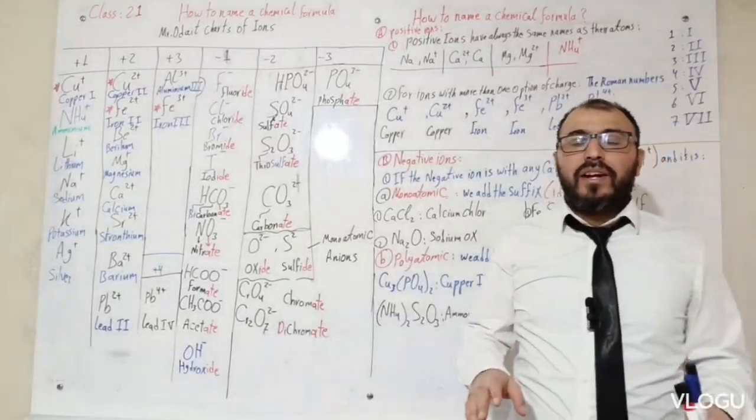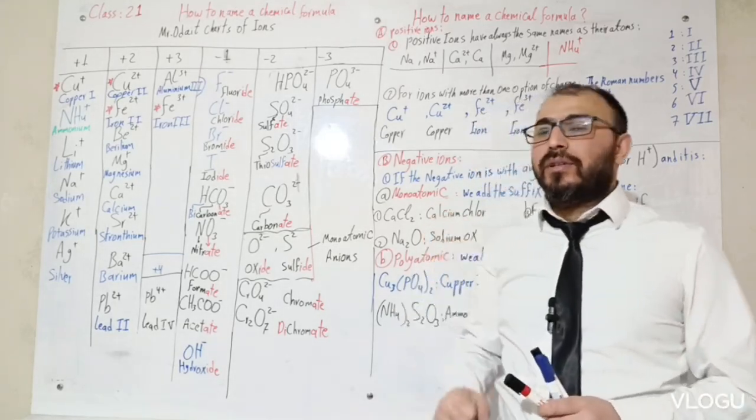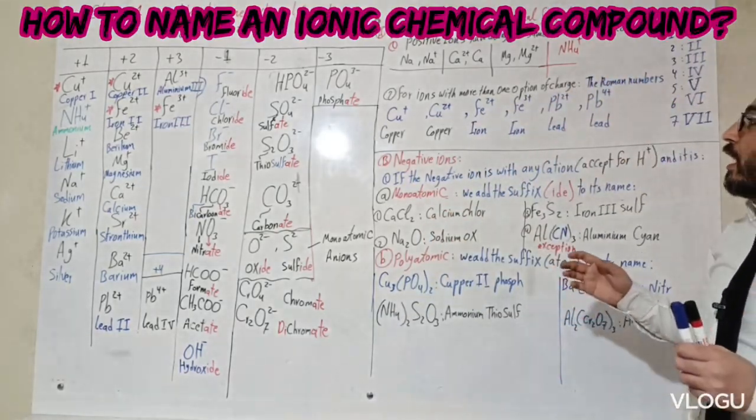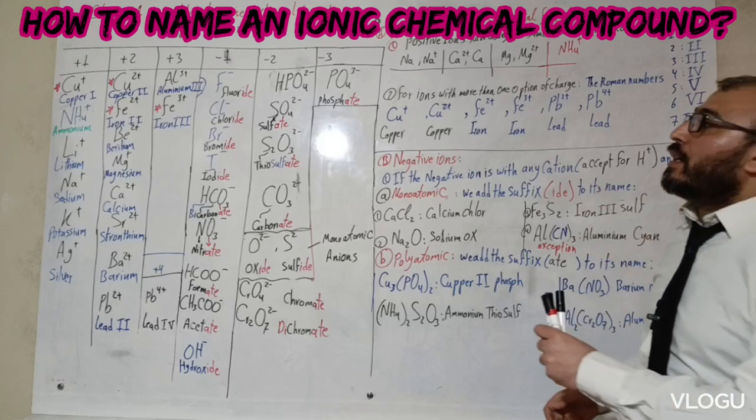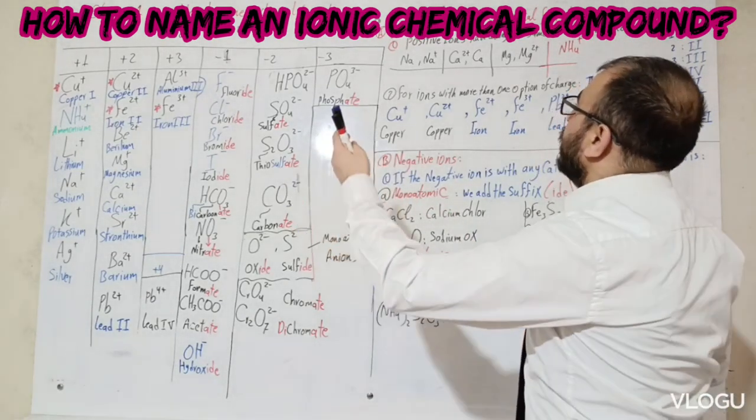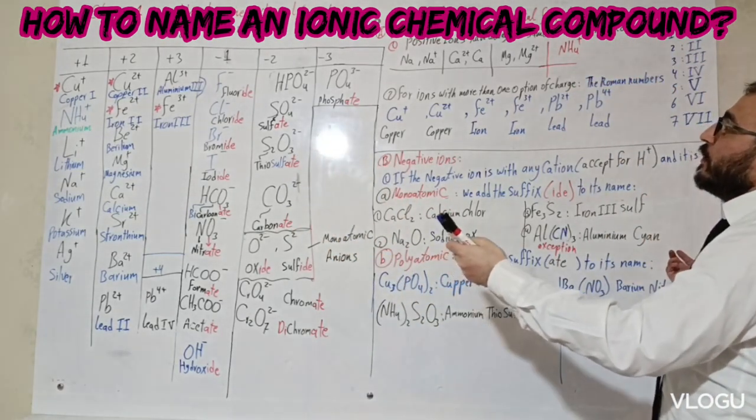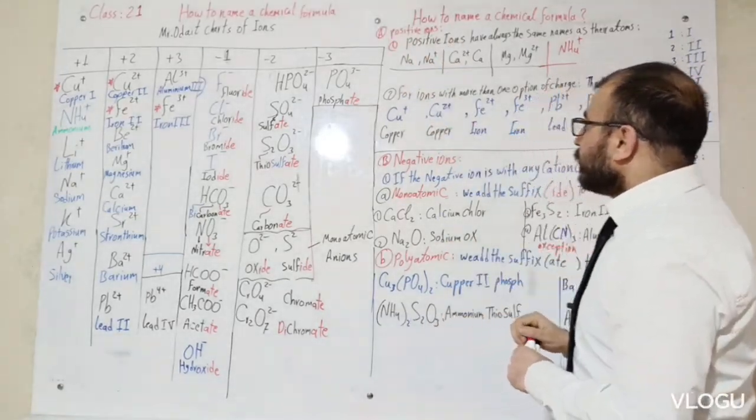And now, my friends, let's start learning how to name a chemical compound. Generally, my friends, as you have seen so far, a chemical compound or a chemical formula here has two parts. The first one is the positive ion, and the second one is the negative ion. Let's start with the positive ions.